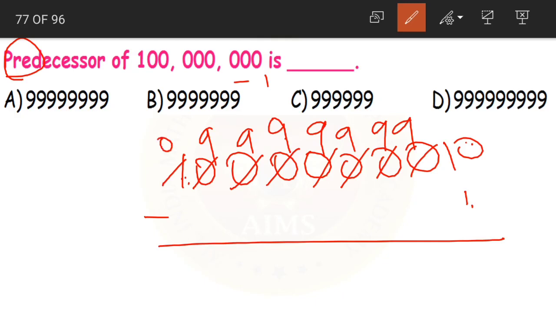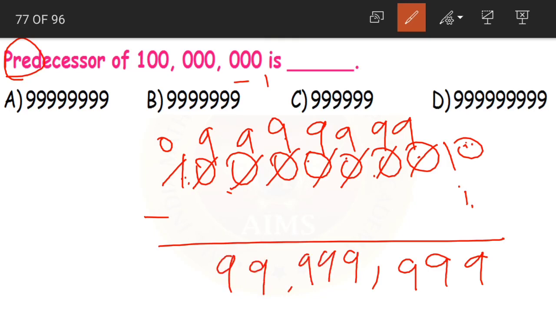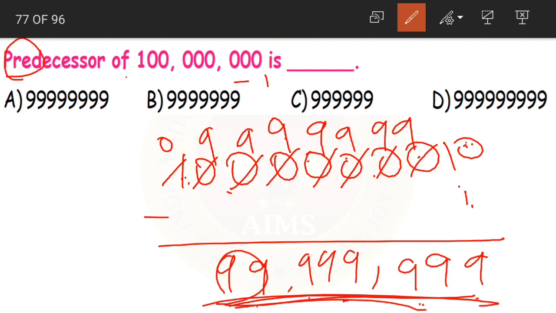1 minus 1 becomes 0. Now 10 minus 9, 9. And we have 9s here. Be careful and write the exact number of 9s. Okay. How many 9s will we get in the answer? We will get 8 9s. That is 99,999,999 is our answer. The predecessor of 100 million is this, 8 9s.